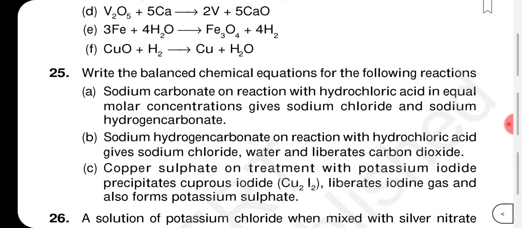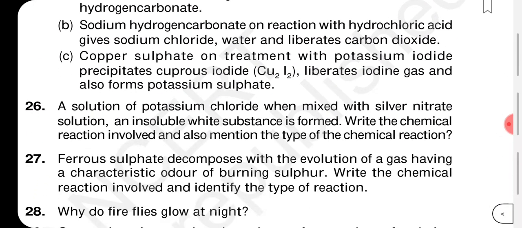Now let us do the next one. It is given that a solution of potassium chloride, when mixed with silver nitrate solution, forms an insoluble white substance. Write the chemical reaction involved and also mention the type of chemical reaction. So in this type of question, first you will write the chemical reaction, and thereafter you decide which type of reaction it is, and then make sure that you have balanced the equation.